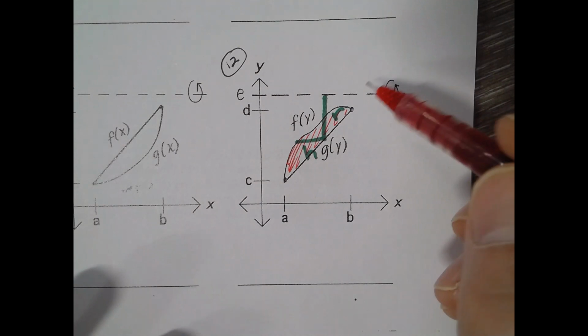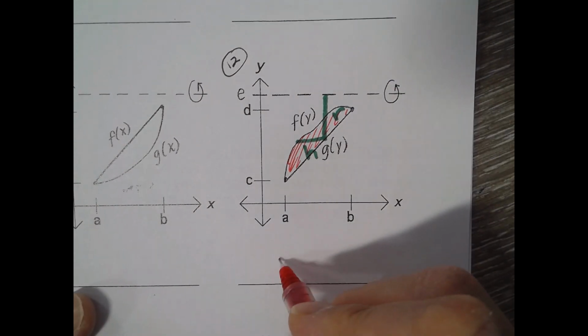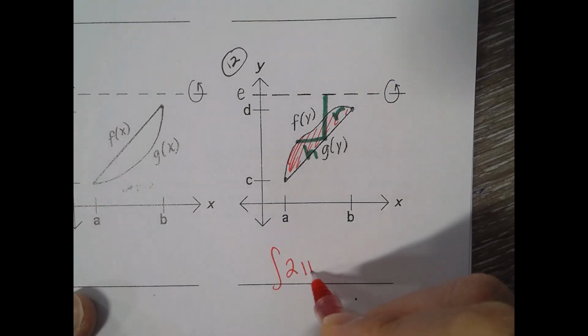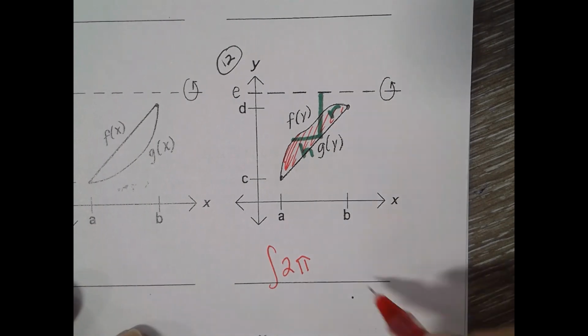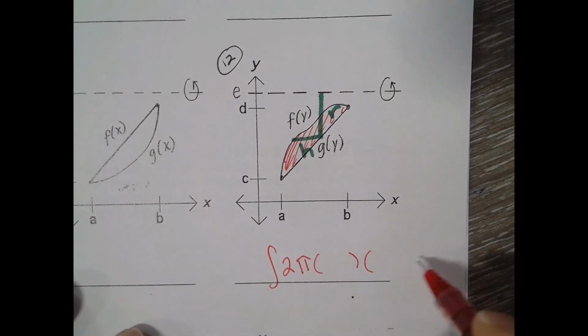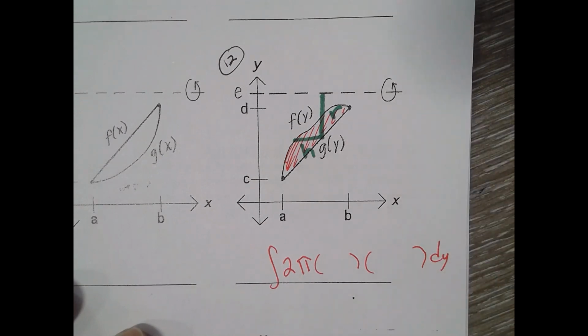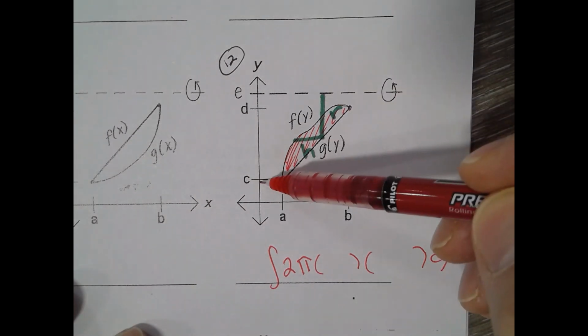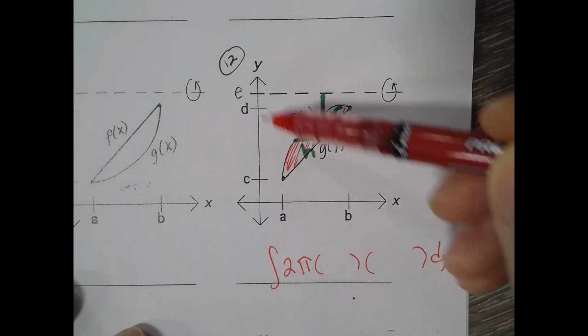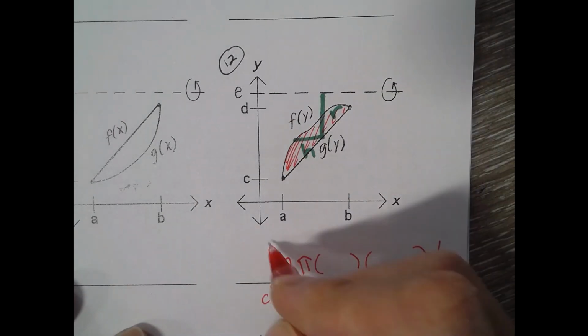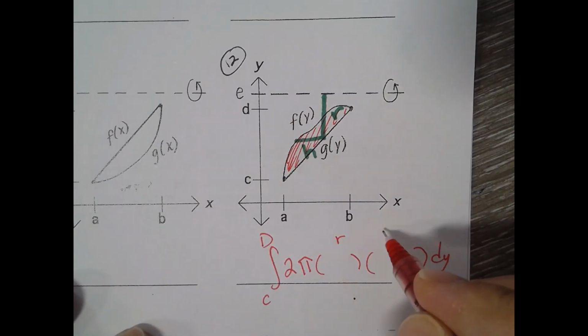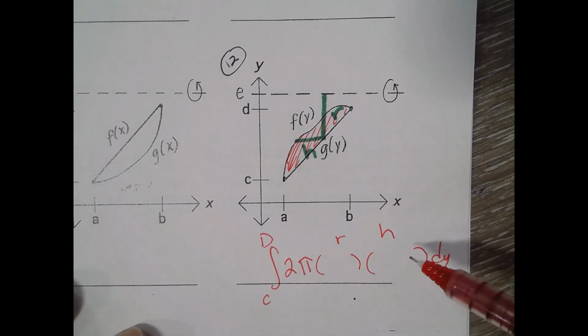So for the shell, it's always the integral of 2 pi r h, and we have to do dy here. And since we're going dy, we'll look on the y-axis. We have to go from c to d. So now we have to figure out what r is and h is.